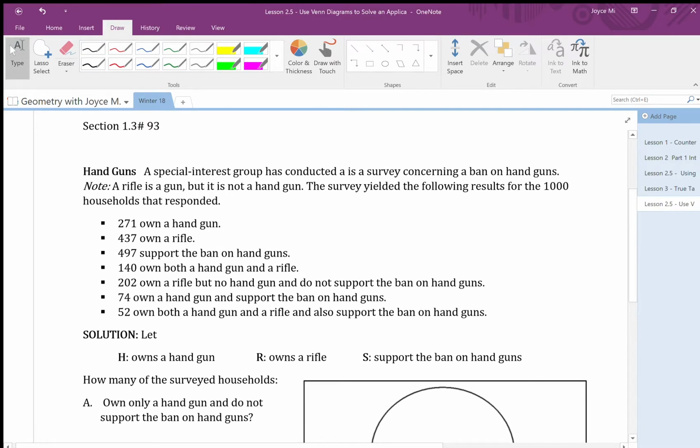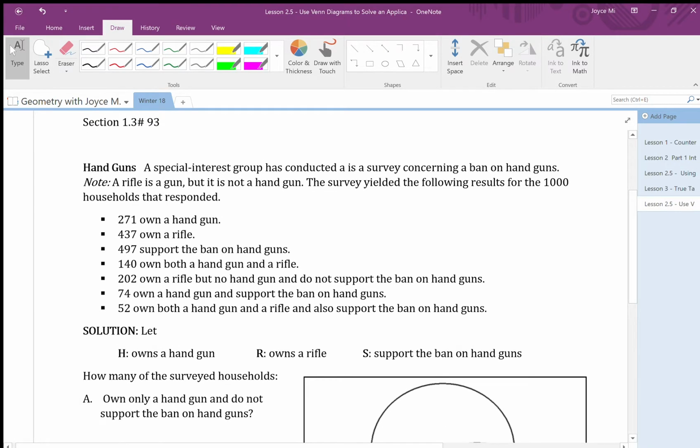So this is section 1.3, number 93. The question states, a special interest group has conducted a survey concerning a ban on handguns. Note, a rifle is a gun, but is not a handgun. The survey yielded the following results for 1,000 households that responded. 271 own a handgun, 437 own a rifle, 497 support the ban on handguns, 140 own both a handgun and a rifle. Okay, and that is important here, both of them.